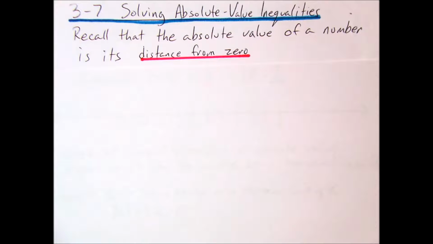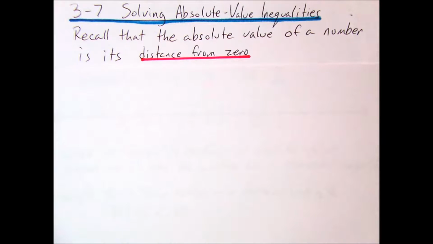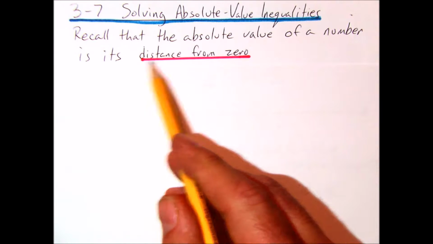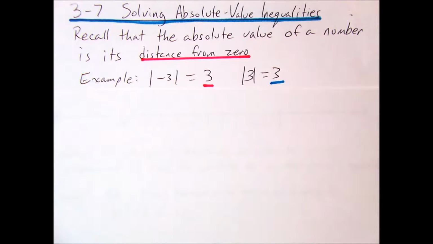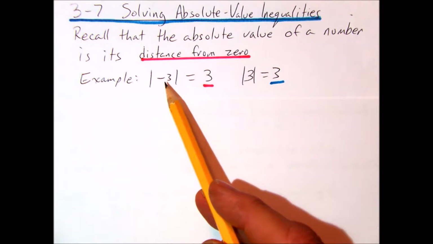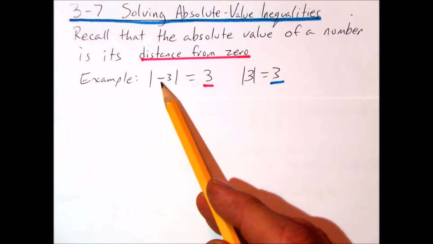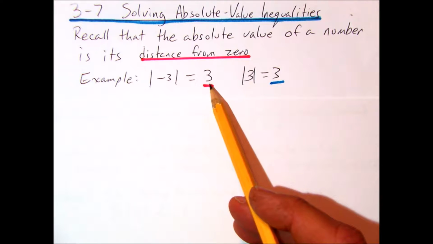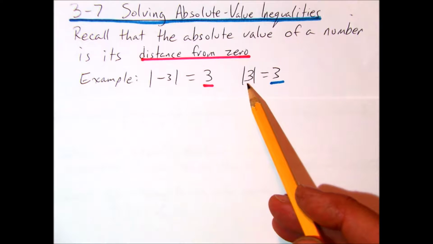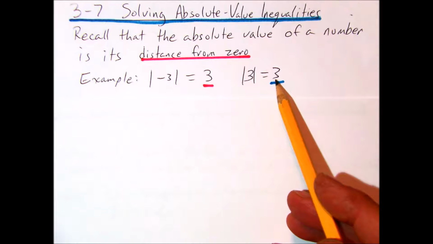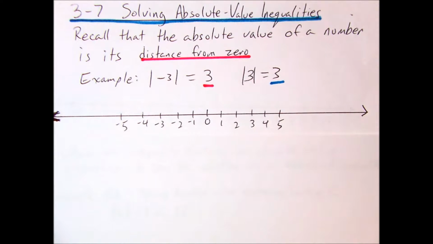Okay, so solving absolute value inequalities. Recall that the absolute value of a number is its distance from zero, and what that means is how many units it is on a number line from zero, regardless of positive or negative. So if the absolute value of -3 is 3, so is the absolute value of 3. Positive 3's absolute value is also 3 on the number line.